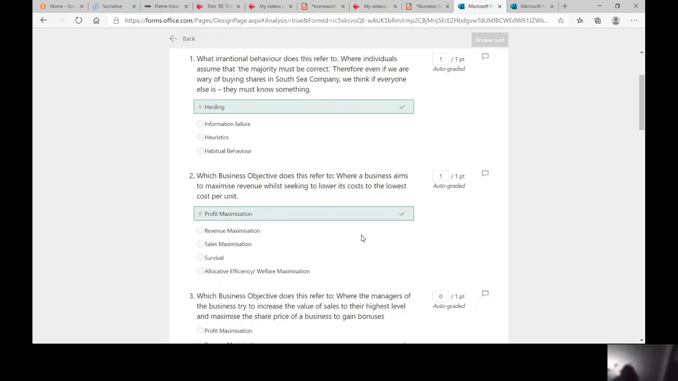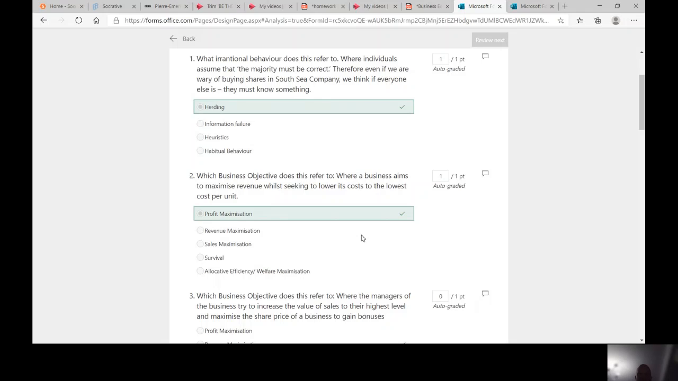Information failures is when one party has more relevant information than another. Heuristics are rules of thumb or guesswork. So 80-20 rule, 60-40 rule, if you've ever heard people say those things, they're just made up. And habitual behaviour is when you are in routines or in a pattern of behaviour that means you follow that even if it doesn't maximise your utility.